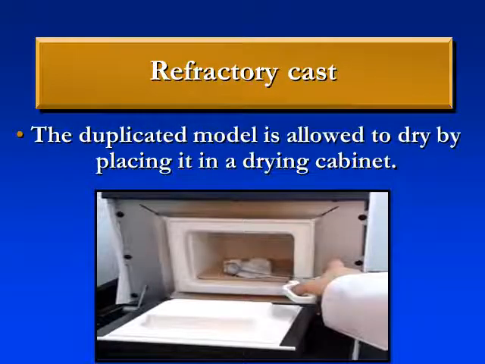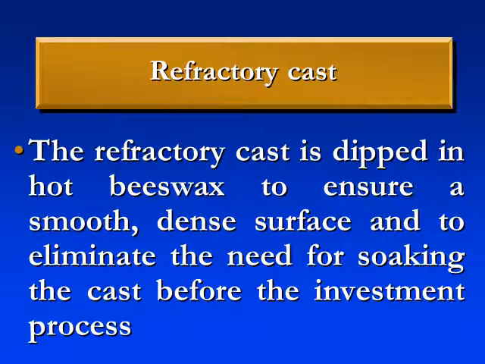Now, the duplicated model or cast is allowed to dry. How? By placing it in a drying cabinet or drying oven. After that, the refractory cast is dipped in hot beeswax. Why? To ensure a dense, smooth surface and to eliminate the need for soaking the cast before the investment procedure.